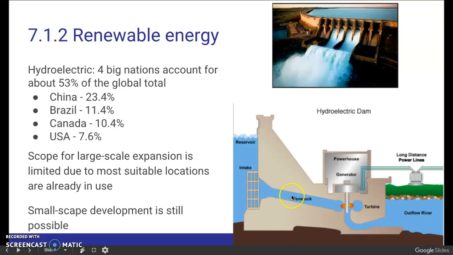When it's open, we can control the amount of water moving through, and the water will spin these turbines that go up to a generator. The generator uses the movement to capture charged particles and then makes electricity. So this is extremely common. They're really, really common in certain areas of the US, and if you look at the side, it says they're very common in China, Brazil, Canada, and the US as well.